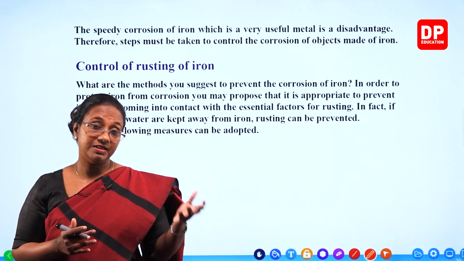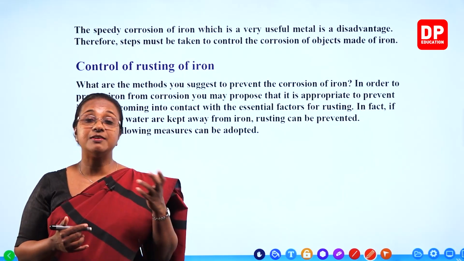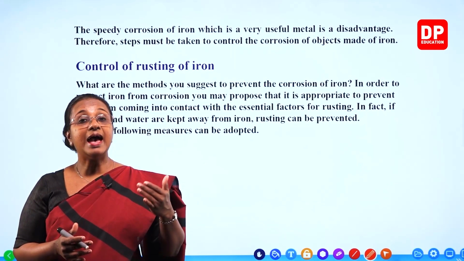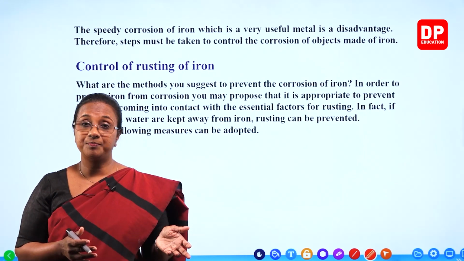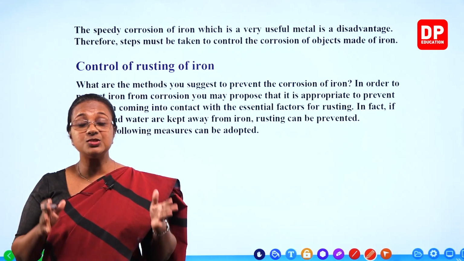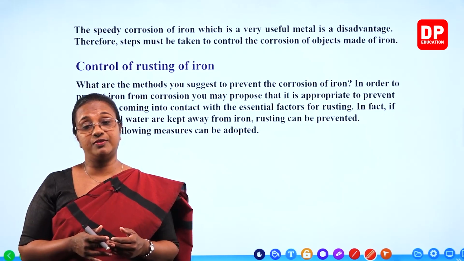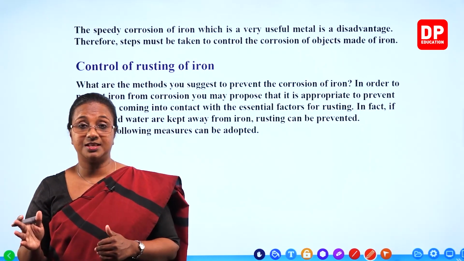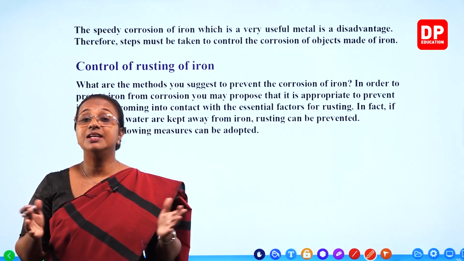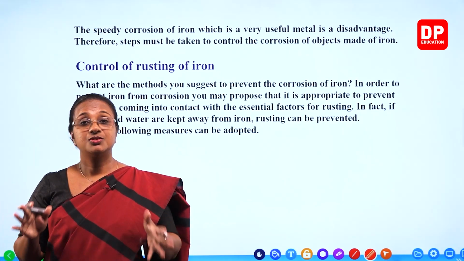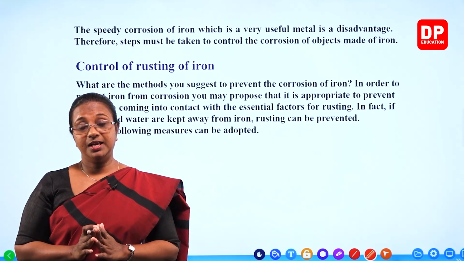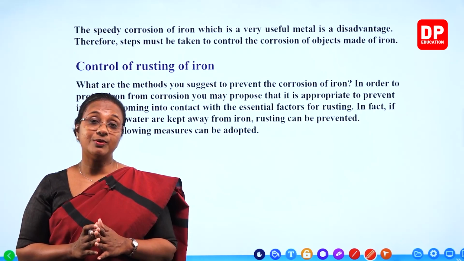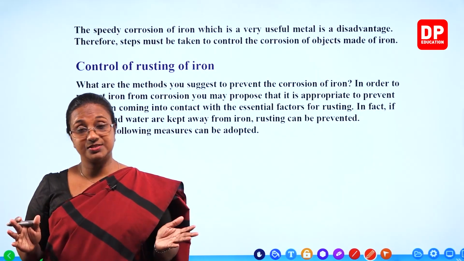Then we saw different activities where we tried to identify the factors that are required for rusting, that is water or vapor and also oxygen in air. Thereafter we discussed some activities on factors that increase the rate of reaction. You know that both acids and salts increase the rate of rusting, whereas bases decrease the rate of rusting. Those are the information related to rusting that we have discussed before. Today we'll try to understand how we can prevent rusting.